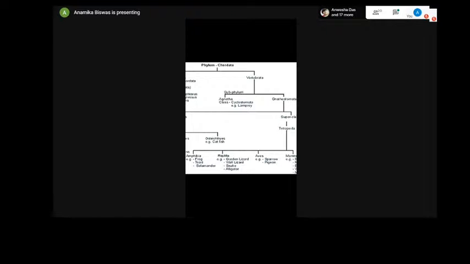Agnatha class is called cyclostomata. Cyclostomata includes the round mouth fishes. They are called jawless fish. Because they are jawless, therefore their name is agnatha. Their class name is cyclostomata. Examples are lamprey, myxine, then petromyzon.